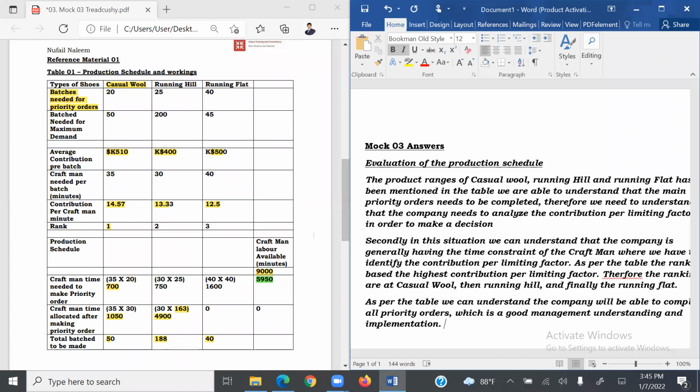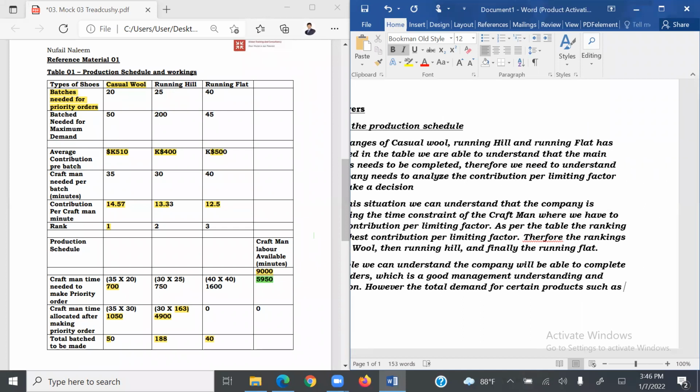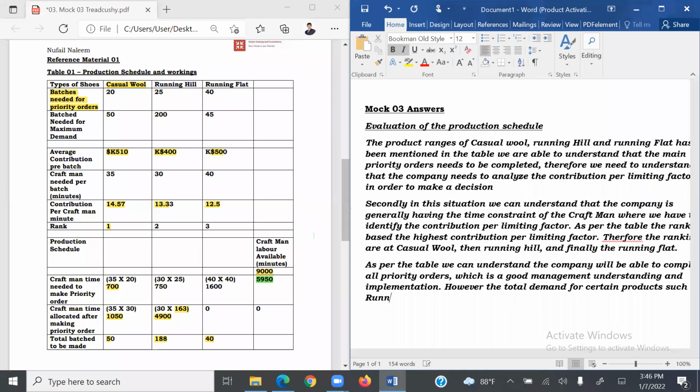Further, I will continue with the writing of this even more so that it will be very, very clear for you. In that, I will just write down here. However, the total demand for certain products, such as running flat and running hill, could not be satisfied.